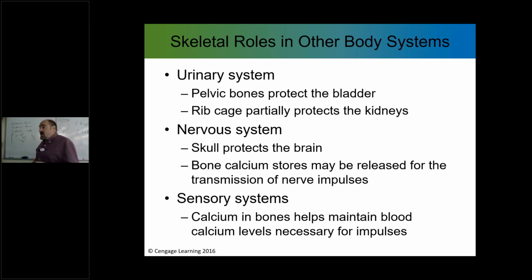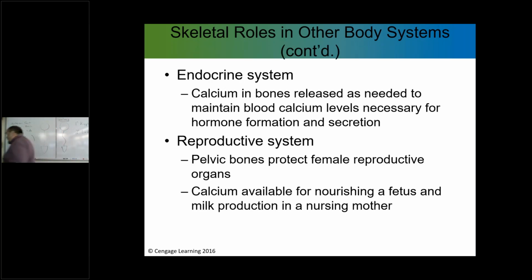That's the urinary system. The nervous system, needed for the ability for the nervous system to communicate with all parts of the body. Calcium from the skeletal system. Sensory systems, again, in order to maintain that communication between those sensors in the body, those receptors, and the rest of the body and the brain, the CNS, the brain and spinal cord, very important as far as calcium is concerned. Endocrine and reproductive systems.